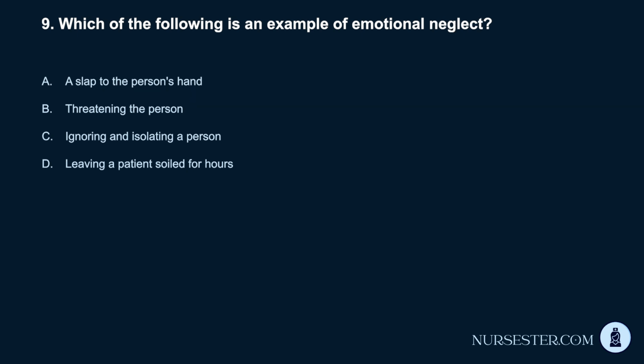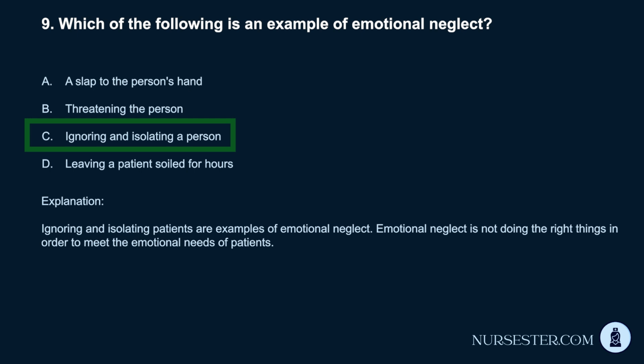9. Which of the following is an example of emotional neglect? A. A slap to the person's hand. B. Threatening the person. C. Ignoring and isolating a person. D. Leaving a patient soiled for hours. Correct answer: C. Ignoring and isolating a person. Ignoring and isolating patients are examples of emotional neglect. Emotional neglect is not doing the right things in order to meet the emotional needs of patients.